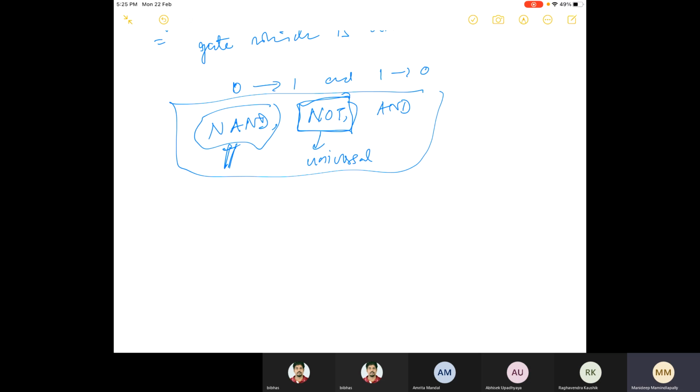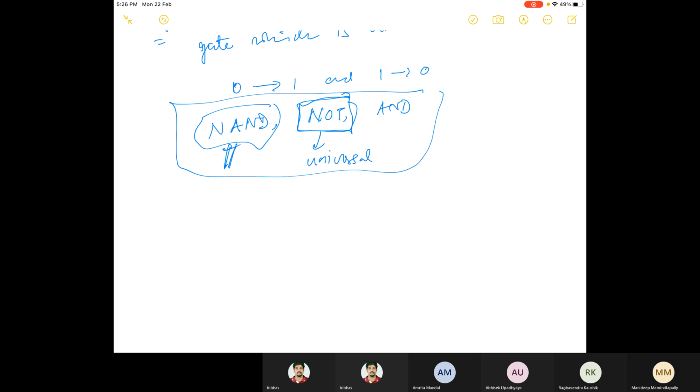Sir, when you say universal gate, is it a set of gates which can realize any gate, or is it one single gate? So NOT is not a universal gate, is it? I think NOT is universal. It won't realize AND or anything else, right?